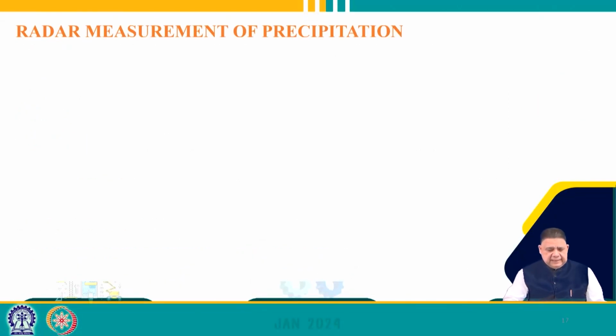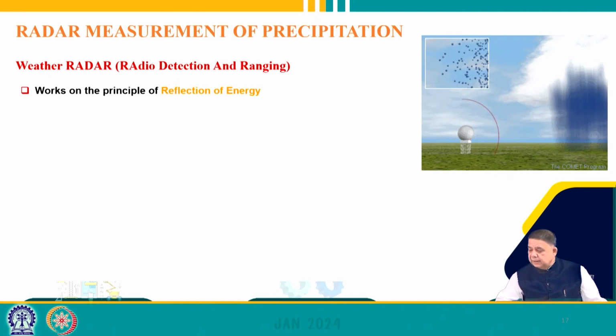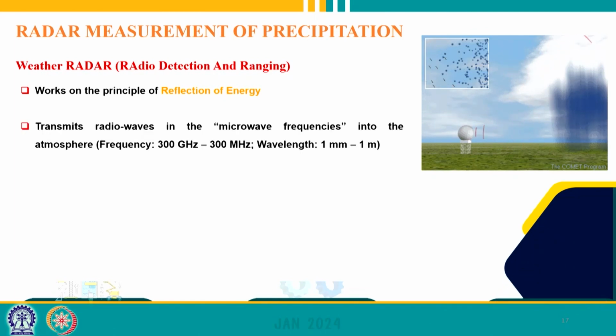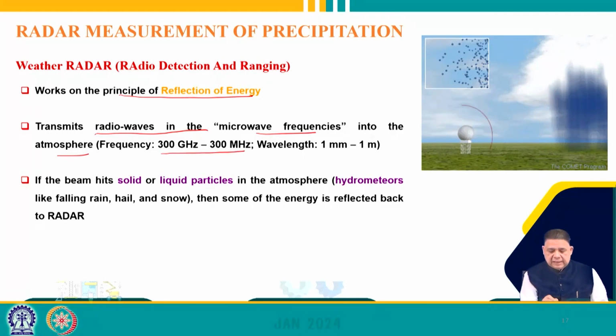Then besides rain gauges, nowadays weather radars are very popularly used for measuring rainfall, and these radars work on the principle of reflection of energy. They transmit radio waves in the microwave frequencies into the atmosphere. The frequency range could be 300 gigahertz to 300 megahertz, and the wavelength could be 1 millimeter to 1 meter.